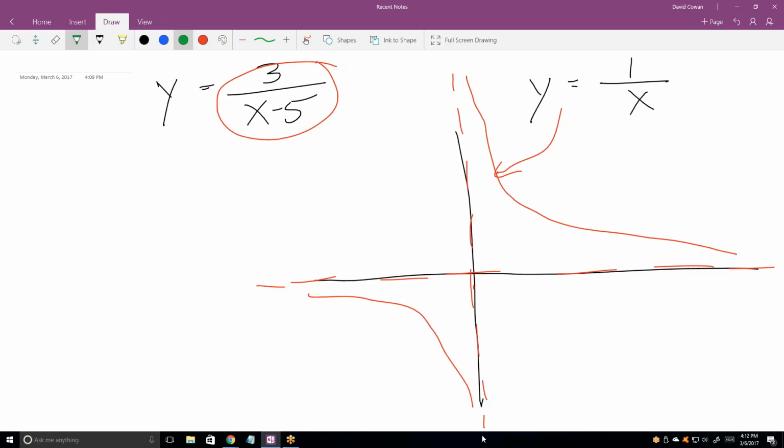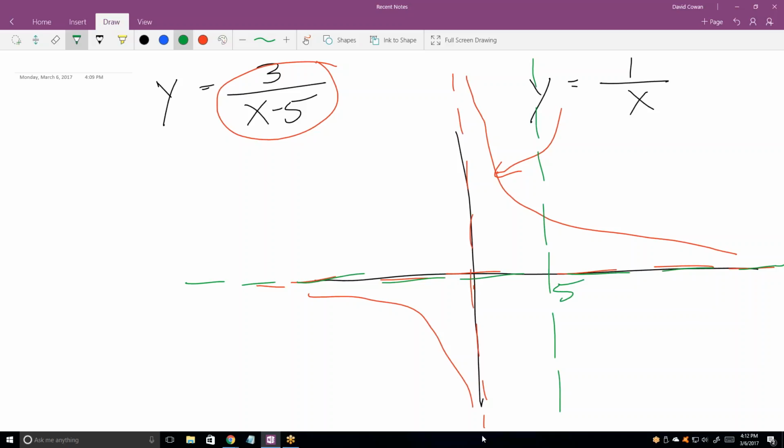Well, when you have a vertical asymptote, and I'm going to shift it by 5, that vertical asymptote goes over to there. Does not change the horizontal asymptote. There is no vertical shift. So the horizontal asymptote stays the same.